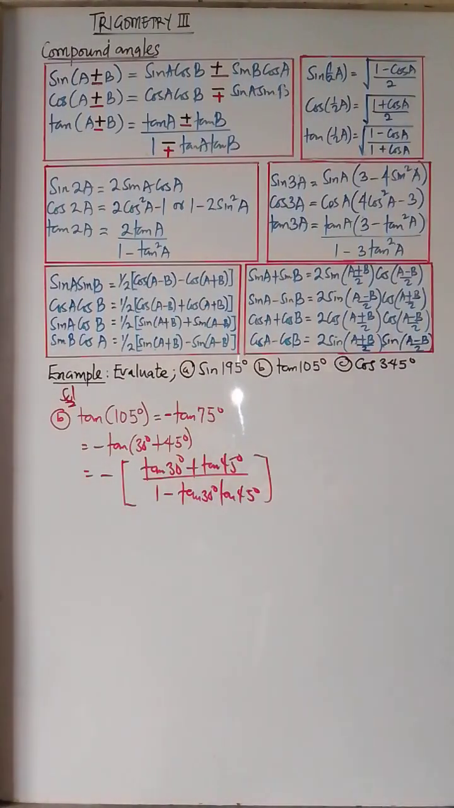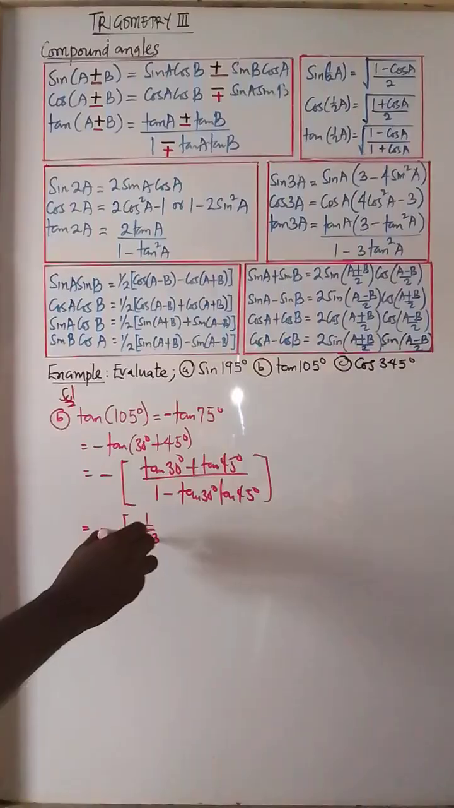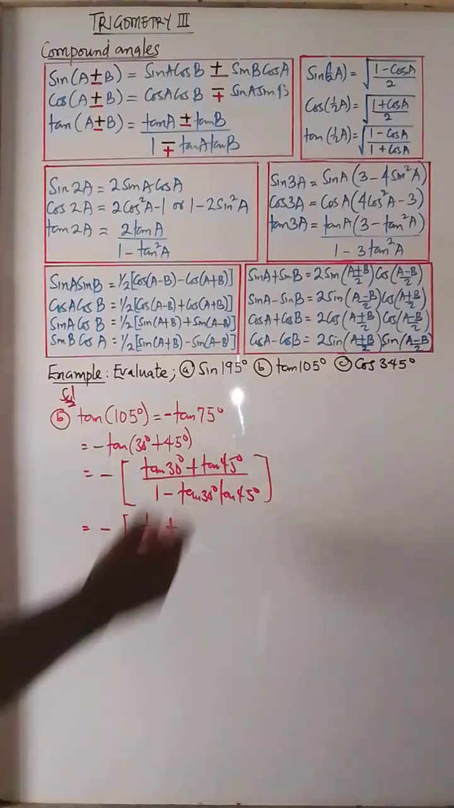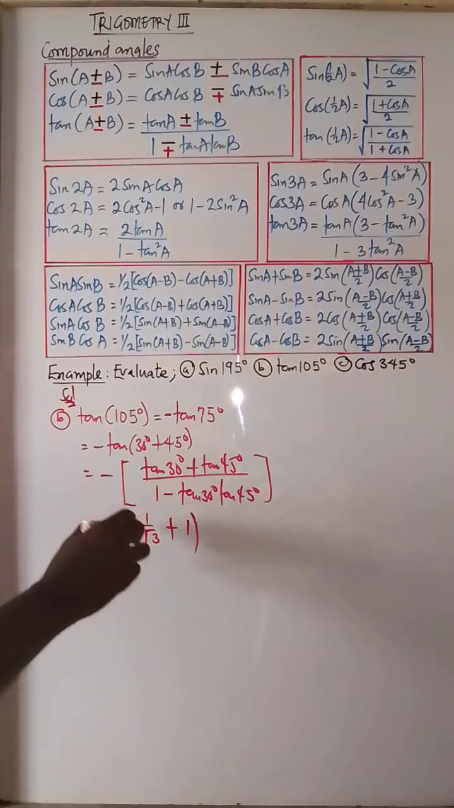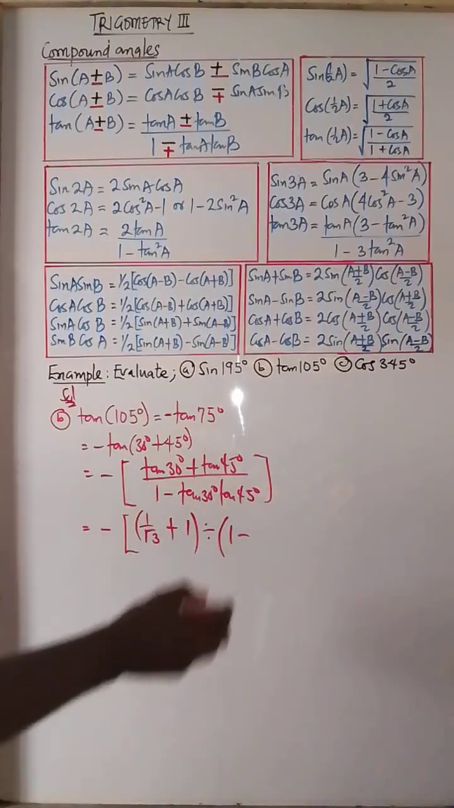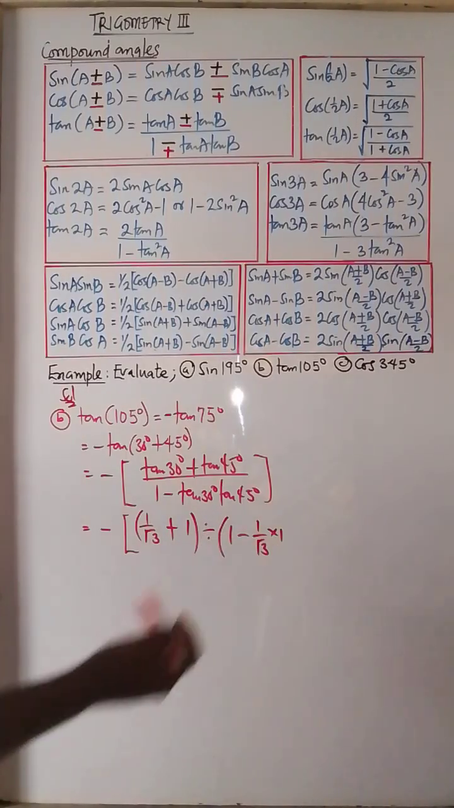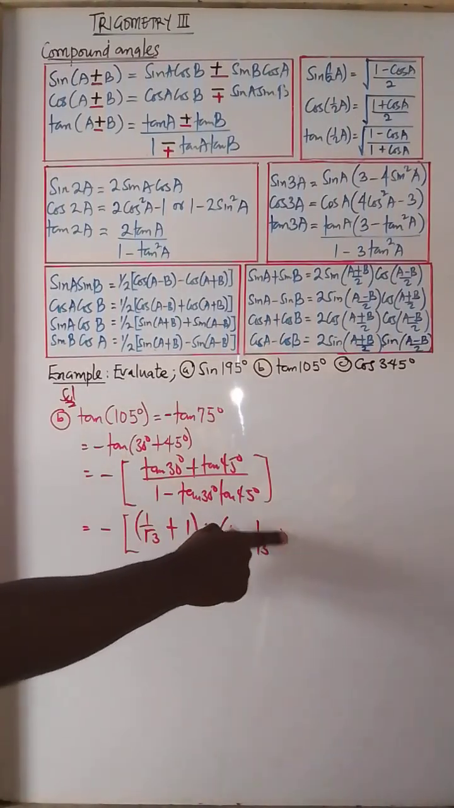What next? We can now impute the values. Tan 30 is 1 over root 3, plus, what is tan 45? 1. This is the numerator. Divided by the denominator, we have 1 minus tan 30, which is 1 over root 3, multiplied by 1, because tan 45 is 1, so it changes nothing.